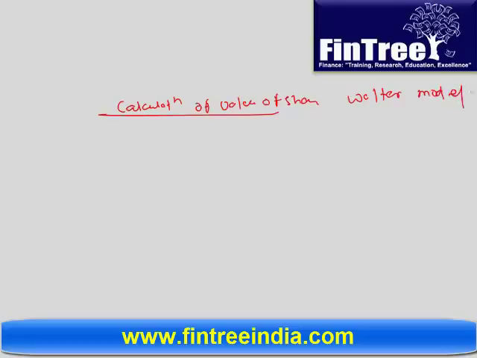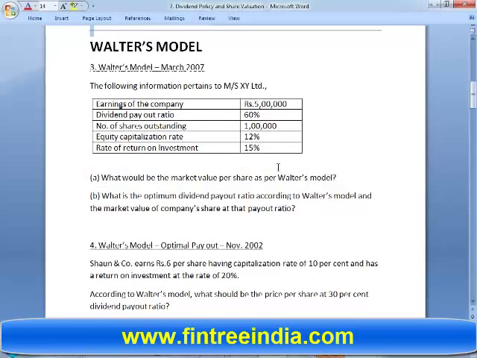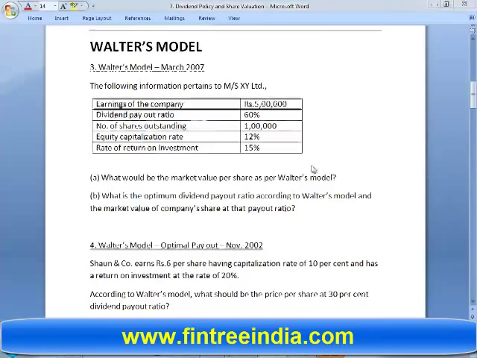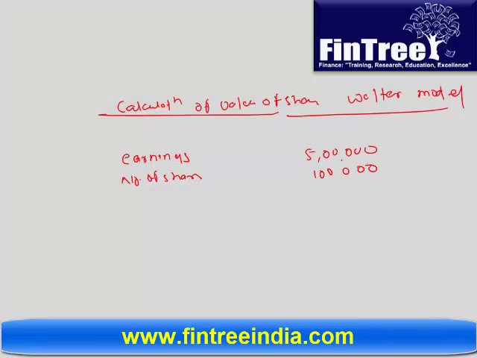Say, calculation of value of shares using Walter's model is the heading. Alright, so first write down earnings, which is given as 5 lakhs. Number of shares are 1 lakh. And therefore earning per share is 5.